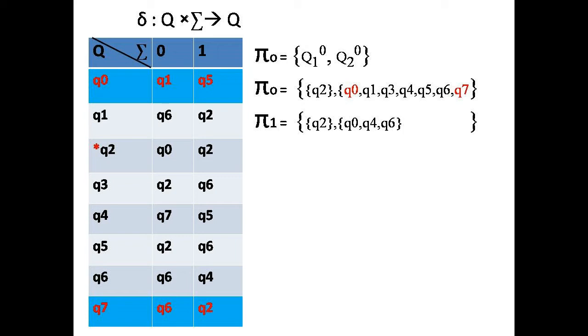Then we will compare Q0 with Q7. Q0 and Q7 on 0 input symbol go to Q1 and Q6. Q1 and Q6 are in the same set. Q0 and Q7 on 1 input symbol go to Q5 and Q2. Here Q5 and Q2 are in different sets in pi 0. Therefore Q0 and Q7 are not pi 1 equivalent.